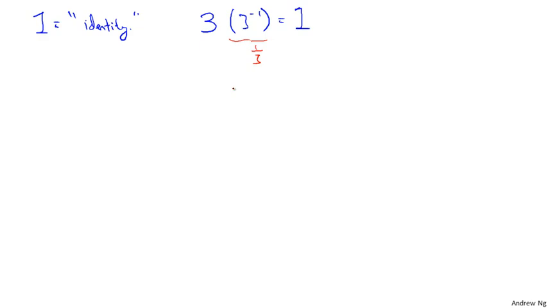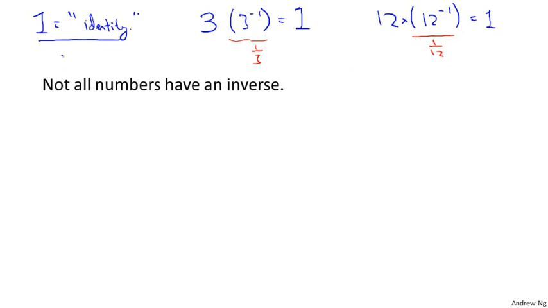And given some other number, maybe 12, there's some number which is the inverse of 12, written as 12 to the minus 1, or really this is just 1/12. So that when you multiply these two things together, the product is equal to the identity element 1 again. Now, it turns out that in the space of real numbers, not everything has an inverse. For example, the number 0 does not have an inverse, because 0 inverse, so 1 over 0, is undefined. 1 over 0 is not well defined.